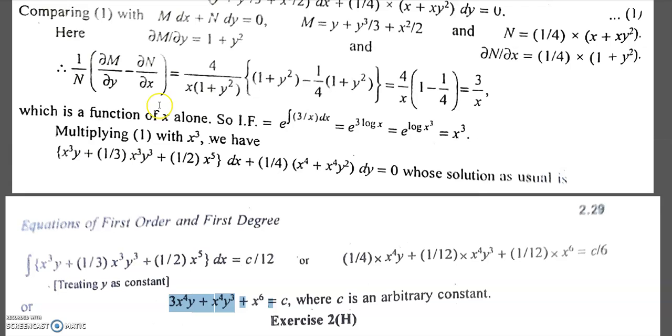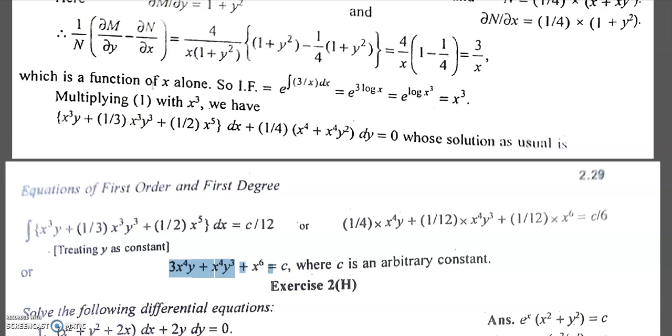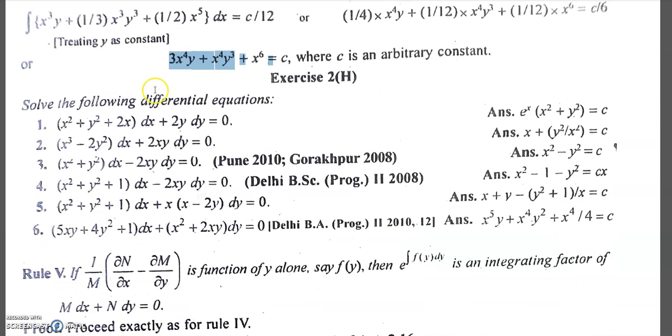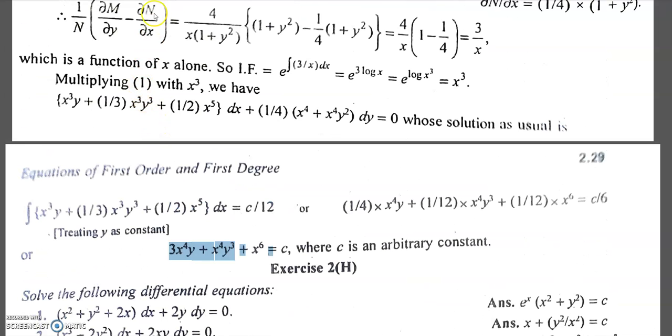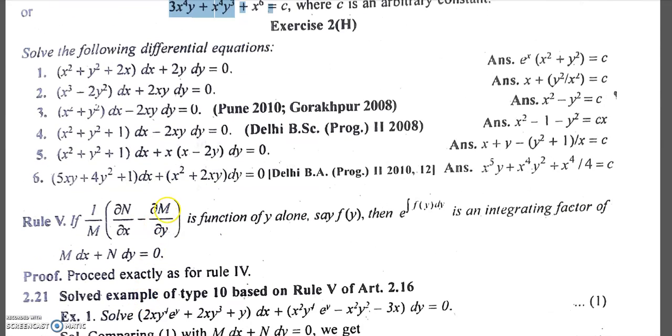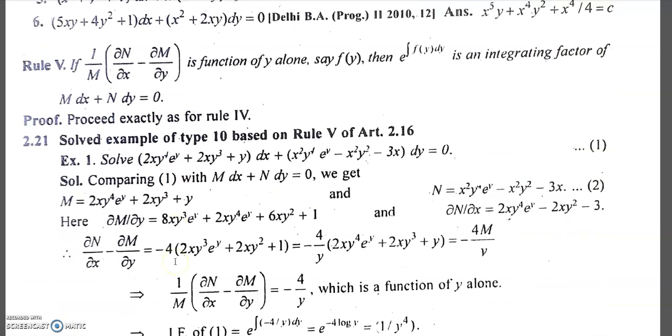See, what we did, 1 by n (del m/del y minus del n/del x). Now this is totally opposite. Now n with respect to x: (del n/del x minus del m/del y), and since m is the second term, divided by m, here is y, so we need to find out if this will be a function of y alone. Say f of y, then e power integration f of y dy will be our integrating factor of m dx plus n dy equal to 0.